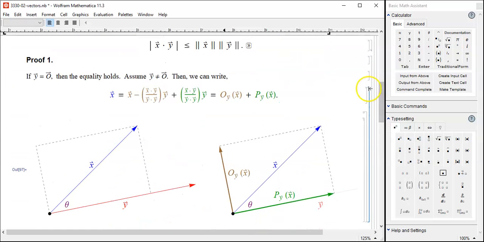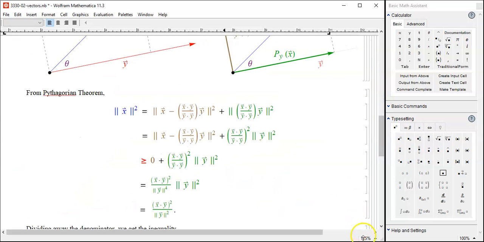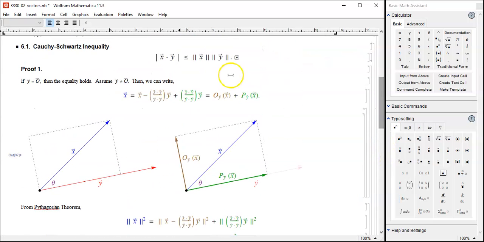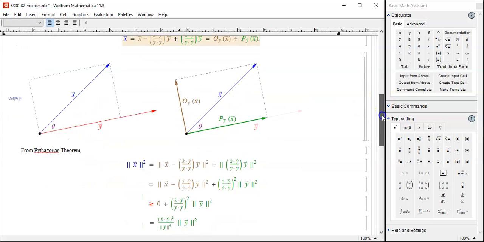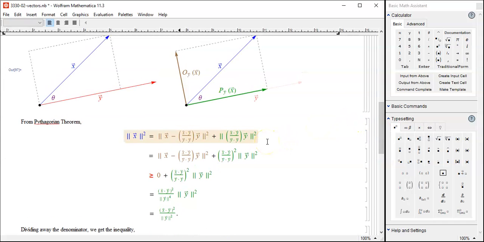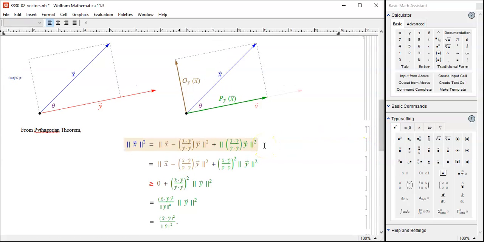Let's see. The font is too big, so I cannot put everything in the same viewing window. So this is what we wanted. Alright. And then we take the parallel and orthogonal components, green and brown, and use the Pythagorean rule. The hypotenuse is blue, the original vector x. Blue squared is brown squared plus green squared.